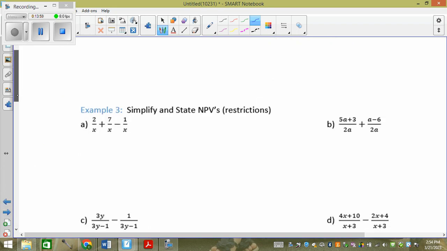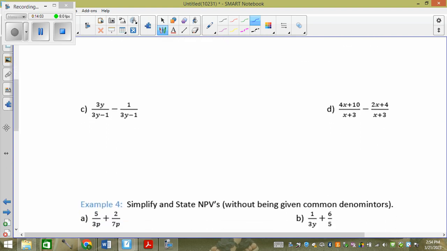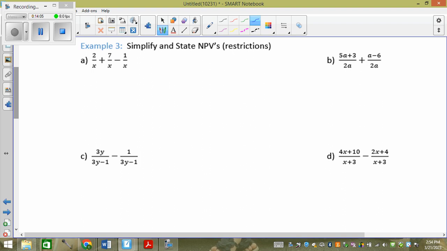I want you to try these ones. The only catch with these ones is they come with variable denominators. What's the catch? NPVs. That's the only catch. So these are all over x. I get 2 plus 7 minus 1, which is 8 over x. And what do I have to say? x can't equal 0.